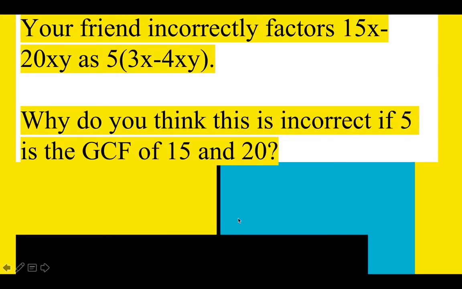All right, so looking at this, right, we have your friend incorrectly factors 15x minus 20xy as 5 times 3x minus 4xy. And I'm going to pause, right, because I want to see, why do you think this is incorrect? So when I look at these terms, right, I've got a 15 as a coefficient, I've got a 20 as a coefficient. Why, if 5 is the greatest common factor of 15 and 20, that is indisputable. So why is this incorrect?